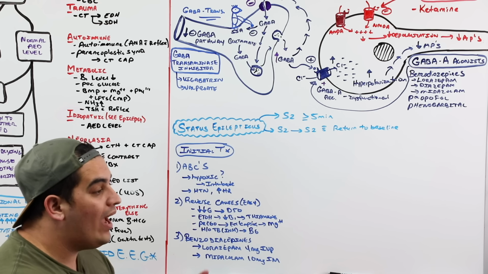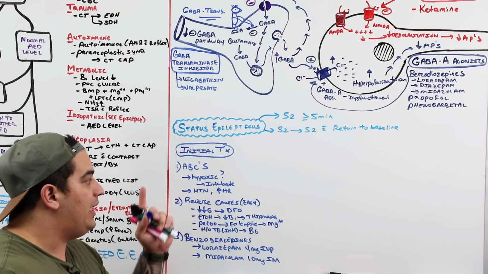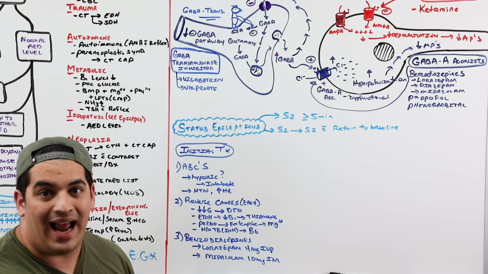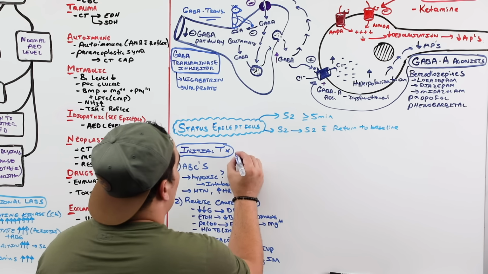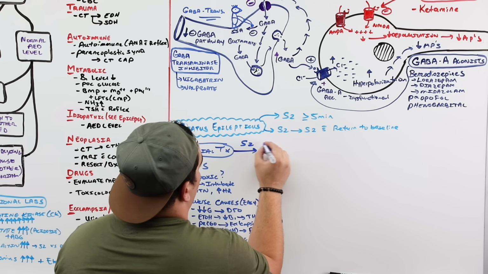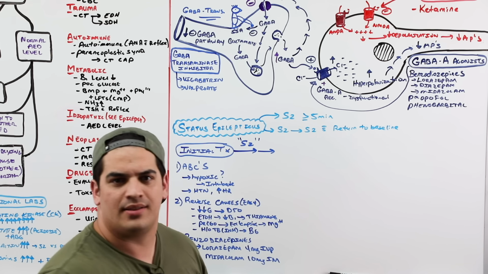So, quick thing right away: ABCs, reverse easy causes, start a benzodiazepine. Okay, you've done that. They're still seizing. What do you do next?